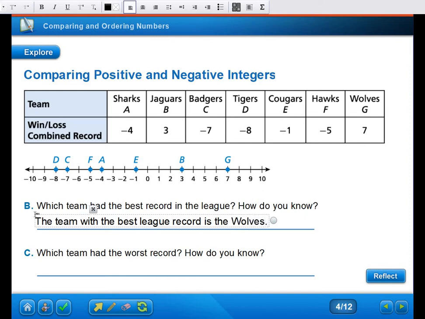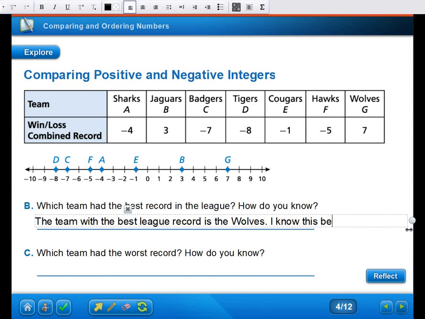Okay? And I can't say I know this because 7 is bigger than 3, or I know this because it's just bigger. We have to explain why we know this. So when we're talking about on a number line, I know this because the 7, which is the number, their win-loss combined record, is the furthest value to the right. And the furthest value to the right on a number line is going to be the largest.